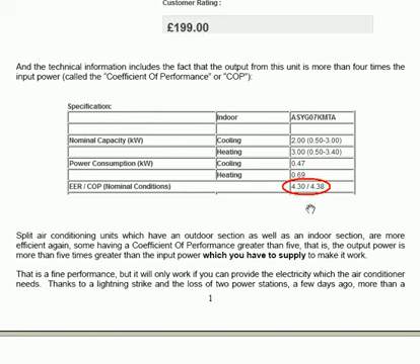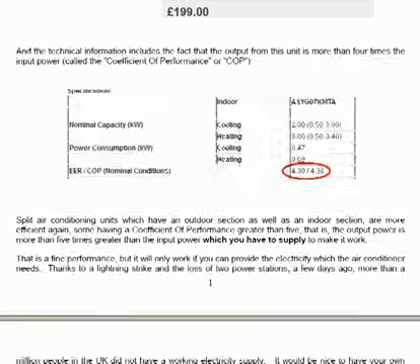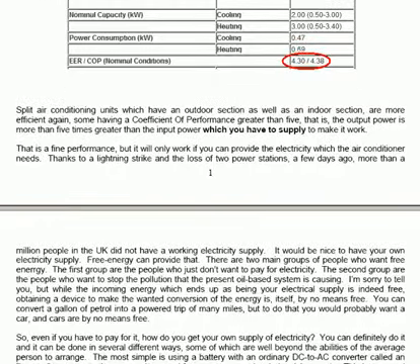Split air conditioning units, which have an outdoor section as well as an indoor section, are more efficient again, some having a coefficient of performance greater than 5. That is, the output power is more than 5 times greater than the input power which you have to supply to make it work. That's a fine performance, but it'll only work if you can provide the electricity which the air conditioner needs. Thanks to a lightning strike and the loss of 2 power stations a few days ago, more than 1 million people in the UK did not have a working electricity supply.